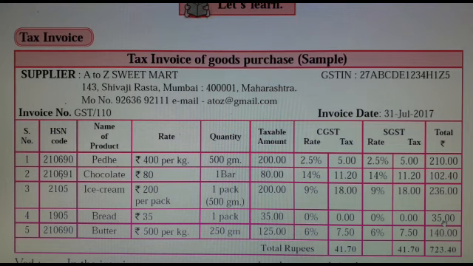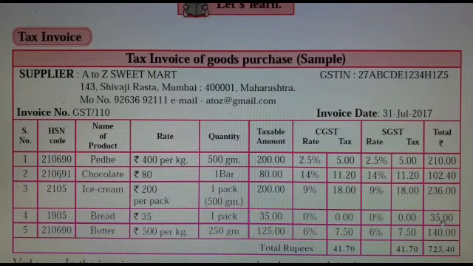For uniformness in our country, now there is only one tax, and that tax is GST. And it is in effect from 1st July 2017.